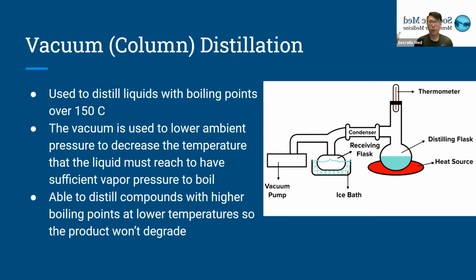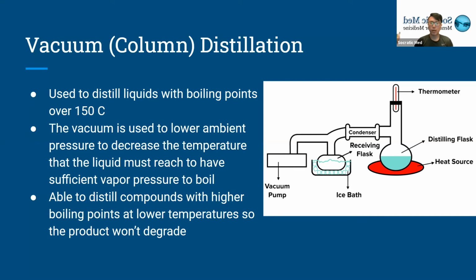There's another form called vacuum distillation or column distillation. So this is used to distill liquids with boiling points above 150 degrees Celsius. So simple distillation has to be below 150 degrees Celsius. When the boiling points are over 150 degrees Celsius, you have to use vacuum distillation. So a vacuum is attached to the setup. The vacuum is used to lower the ambient pressure to decrease the temperature that the liquid must reach to have sufficient vapor pressure to boil.